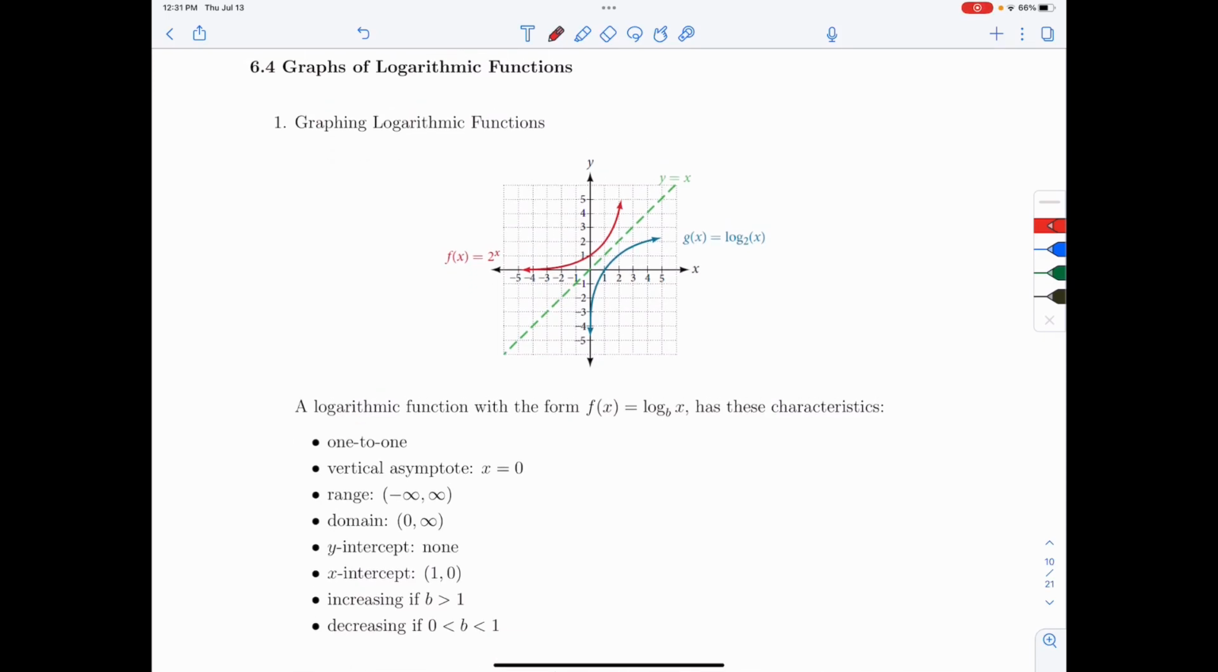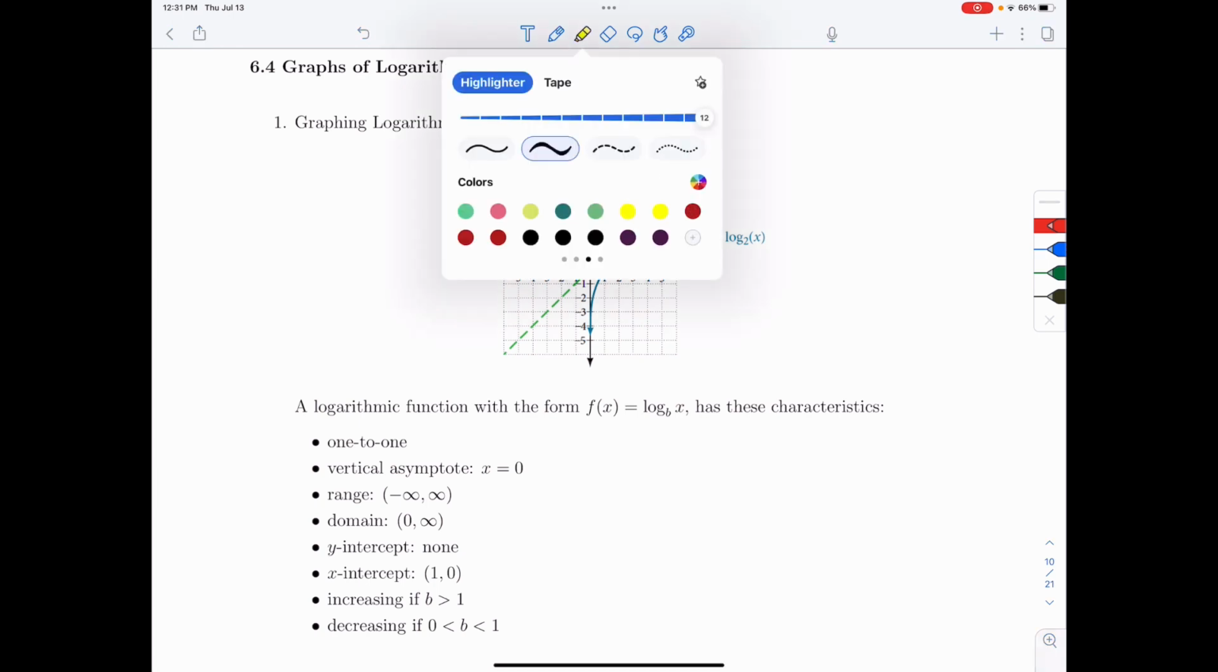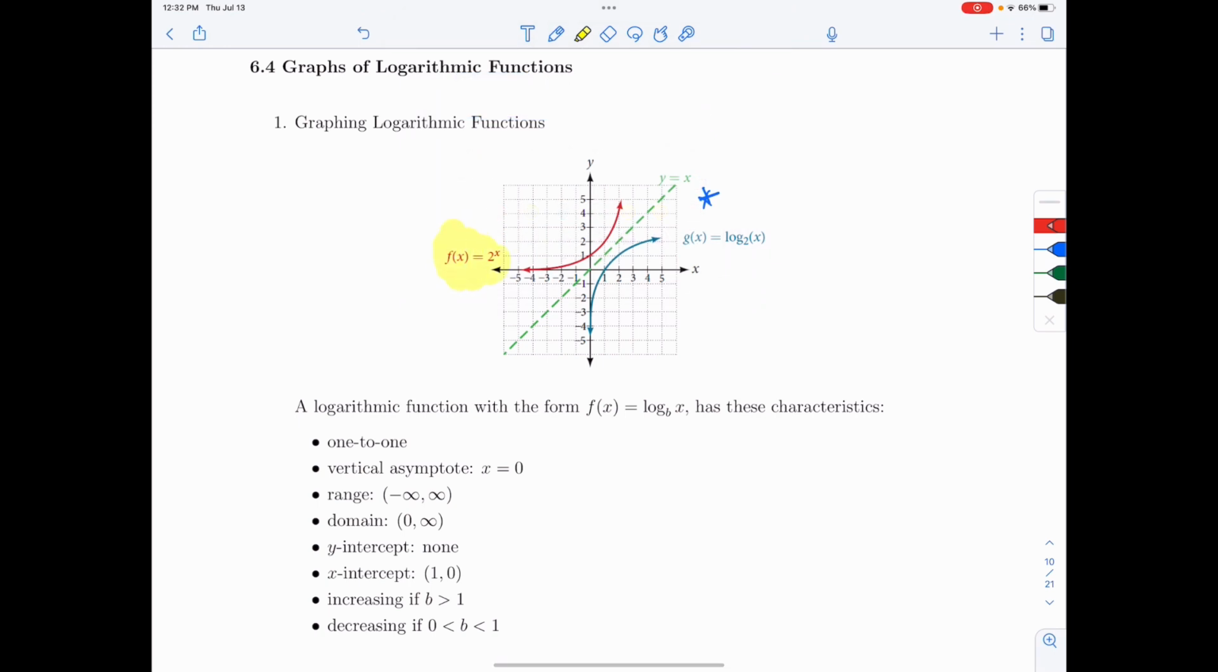In this video, I'll be going over the graphs of logarithmic functions. So what we see here first is the graph. Well, we have f of x over here, which is an exponential function. And over here we have g of x equals log base 2 of x.